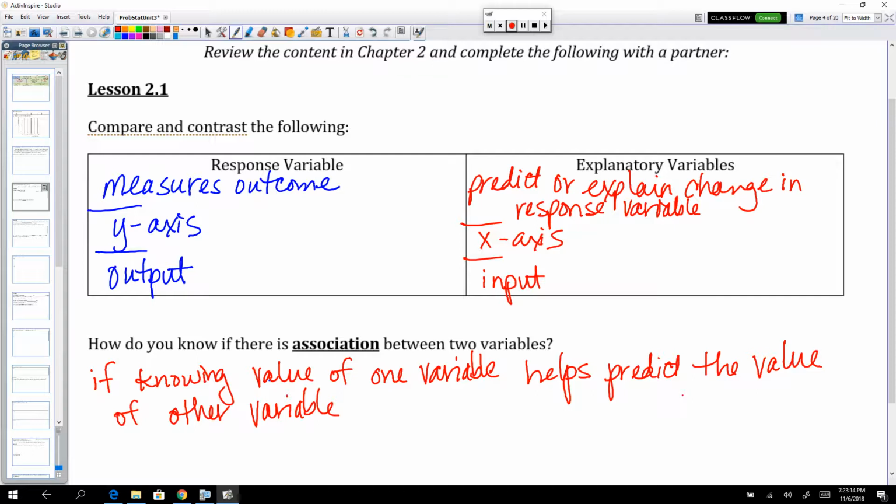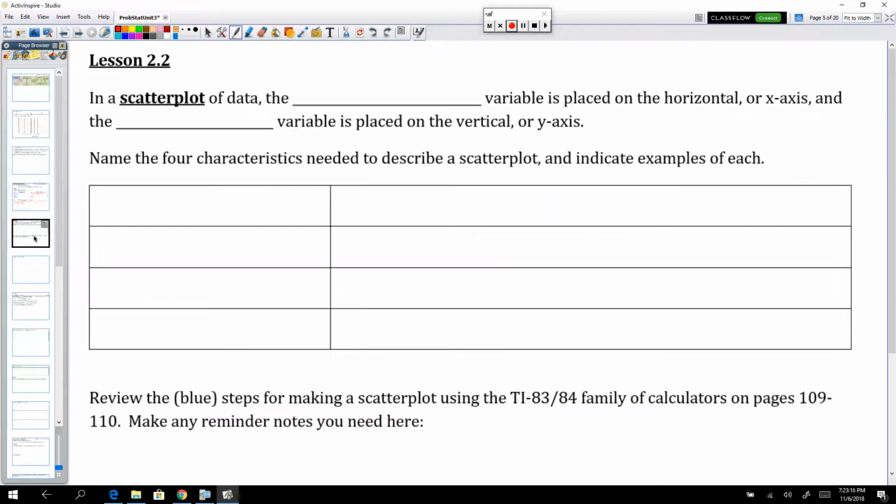Okay? Alright, so in your book, we're moving to lesson 2.2 now, if you're following along, and we're taking a look at scatter plots. I'm sure you've seen scatter plots for years now, but in a scatter plot of data, the explanatory variable is placed on the horizontal or x-axis, and the response variable is placed on the vertical or y-axis.